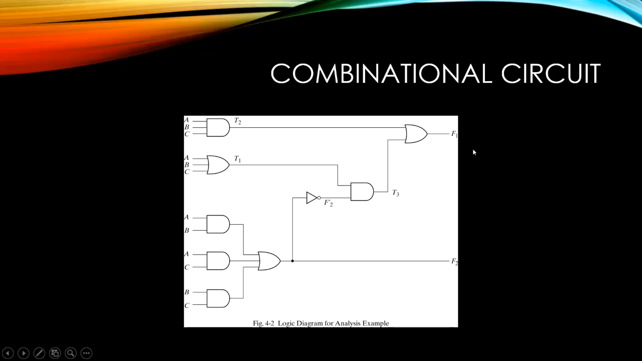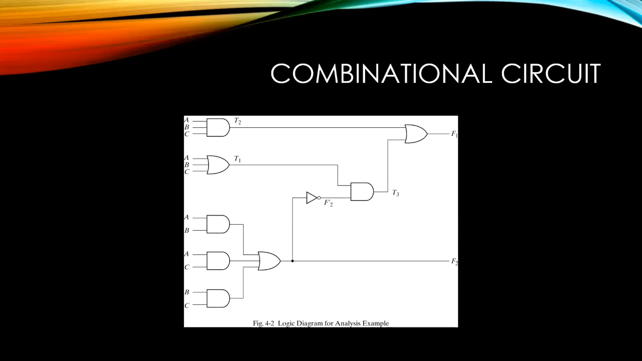In this example, we have two outputs, and for each output, we have a sub-circuit. So this sub-circuit is for F1, and this sub-circuit is for F2. So therefore, if we have multiple outputs, we need to have multiple sub-circuits to form the bigger circuit.